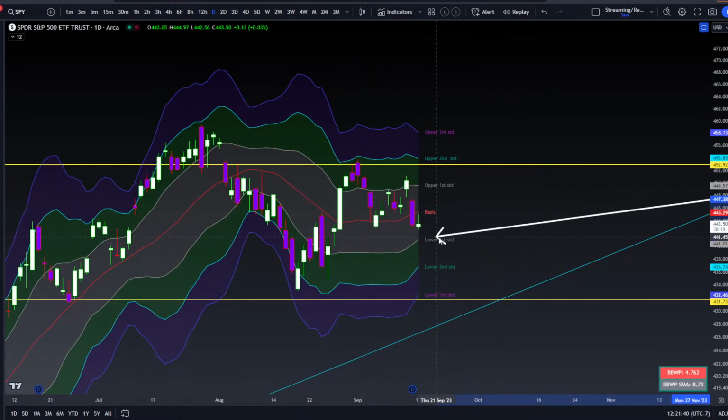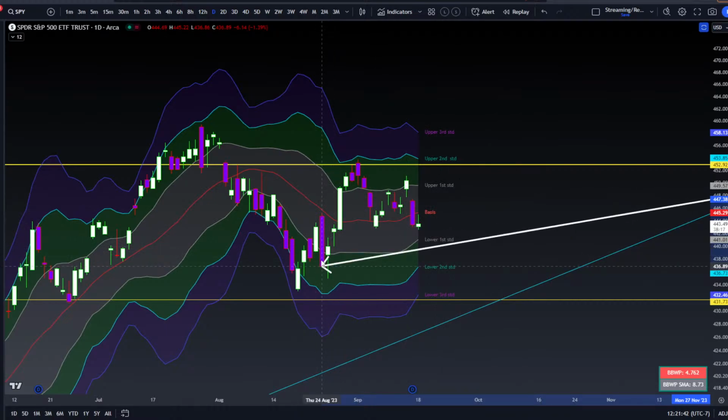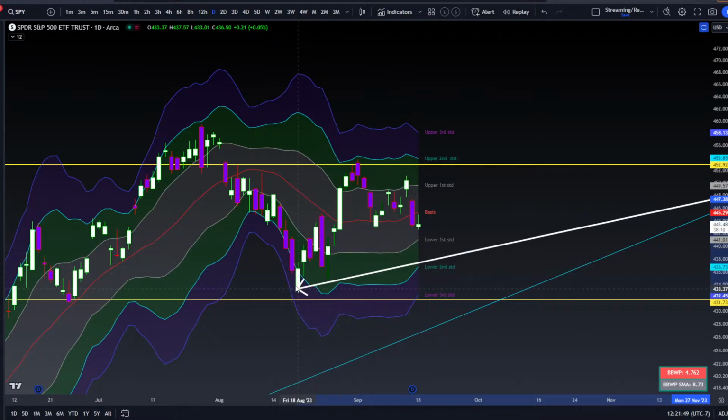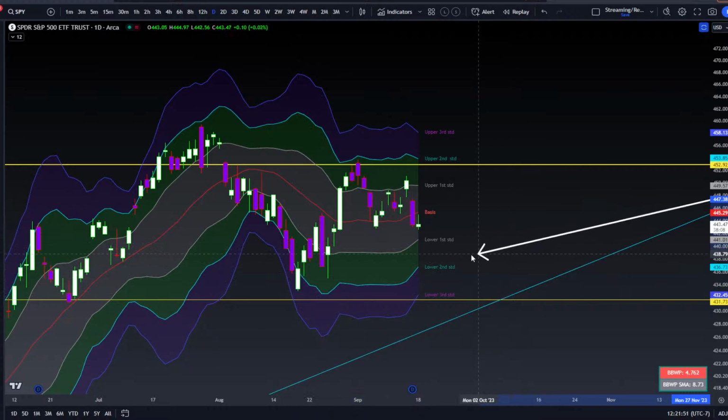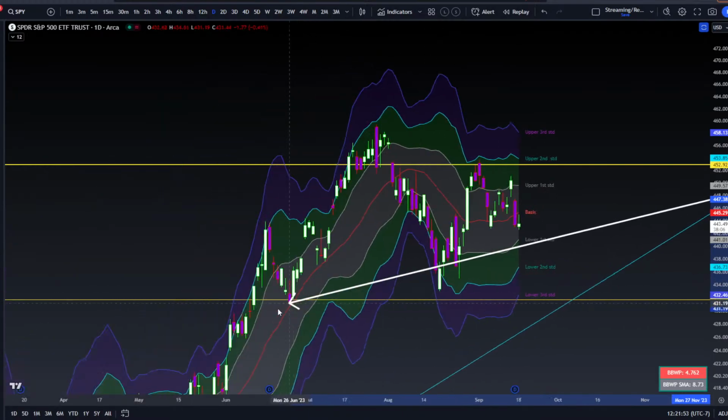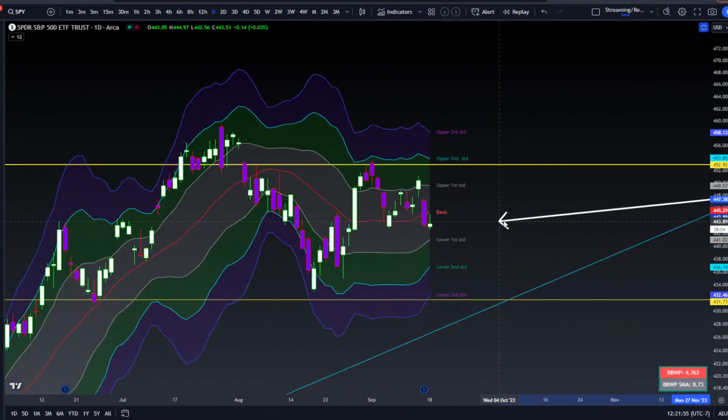If we see closures below there, looking to the lower second around this close at 436, 437. Below there, we're looking for expansion back to around 430 to 432. Of course, if it loses that, we're looking for aggressive expansion to the downside.